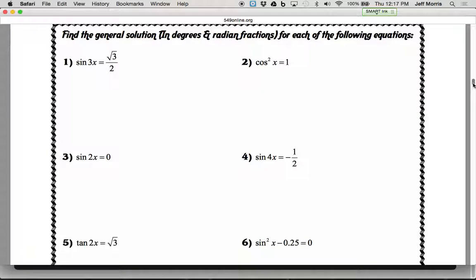Which means if there's a plus or minus, how many solutions are there now? Not 2, but 4. Because now you're not just looking for where it's positive, which is in 2 quadrants. You're also looking for where it's negative, which is another 2 quadrants. So now there's 4 answers you have to deal with. And then if they want all solutions, that means you've got to get all 4 answers, and give me plus 2 pi k on all 4 answers.